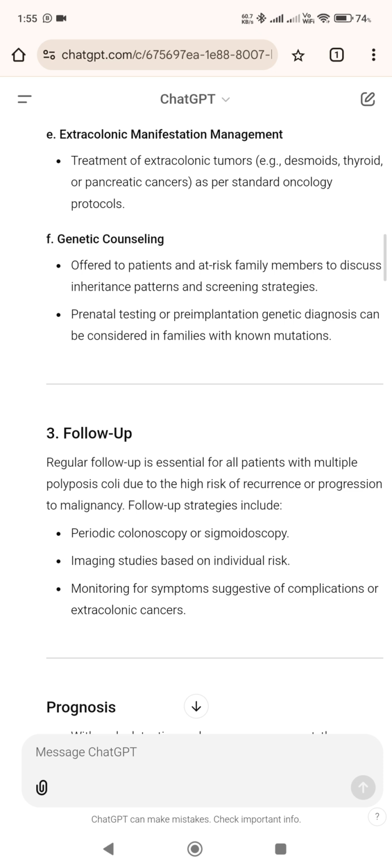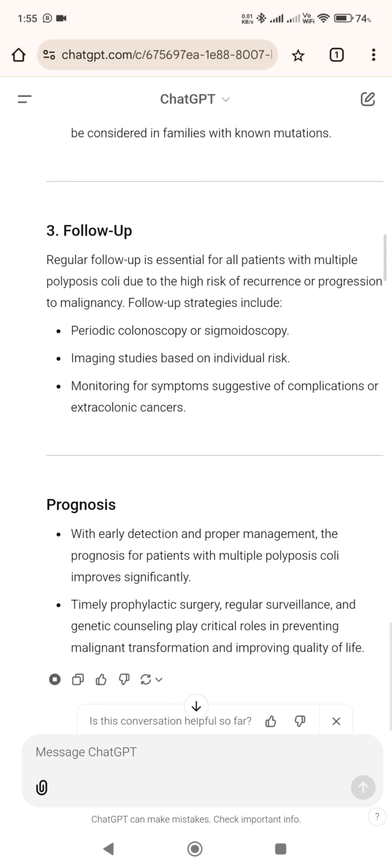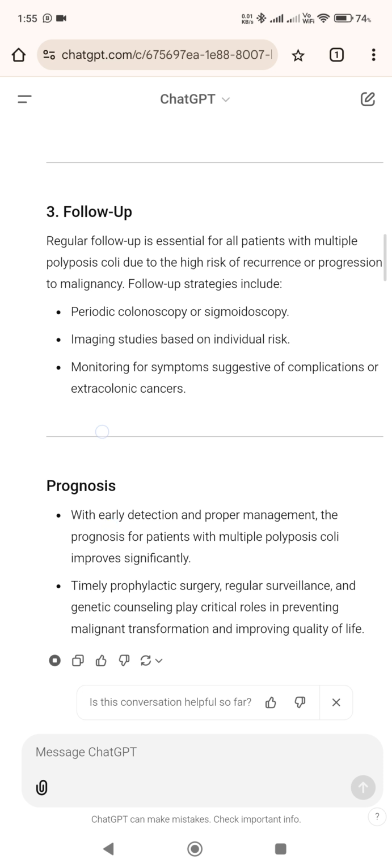Prognosis. With early detection and proper management, the prognosis for patients with multiple polyposis coli improves significantly. Timely prophylactic surgery, regular surveillance, and genetic counseling play critical roles in preventing malignant transformation and improving quality of life.